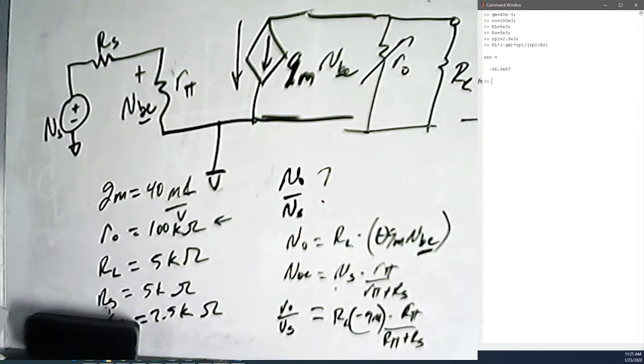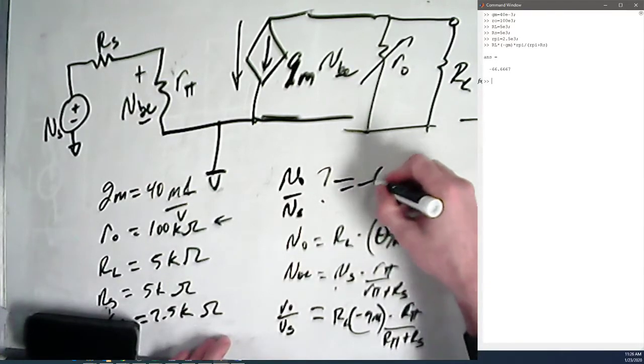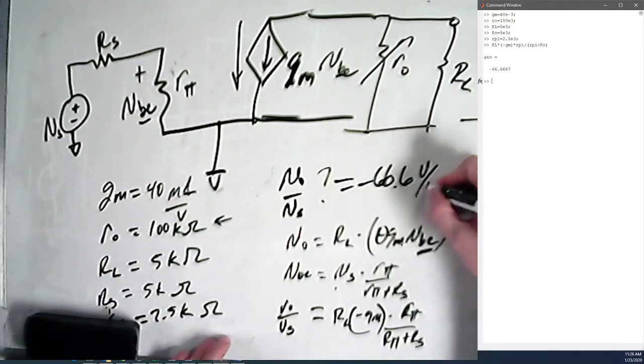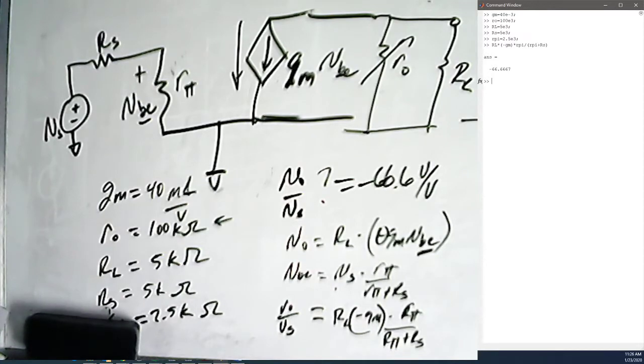And we end up with negative 66.6 volts per volt. And so that's what this is going to turn out to be, negative 66.6 volts per volt. That's actually a good result. That's a lot of voltage gain. It may not seem like a lot, but that actually is a lot of voltage gain for a single stage. The next question they have is that we want to use a different amplifier, and I think we're going to leave that one off for right now. But that's the basic idea.